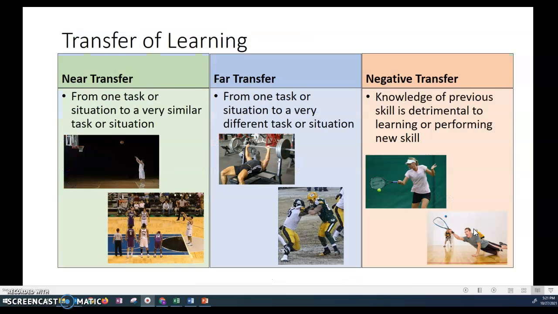There are three different types of transfer. We have what's called near transfer, and near transfer would be transferring skills from one task or situation that's very similar to another task or situation. So like here, shooting a free throw in practice and shooting a free throw in the game. These two things are essentially the same thing, just in a slightly different context, right? And with a lot more different expectations as well. So near transfer again is one task or situation that's very similar to another task or situation.